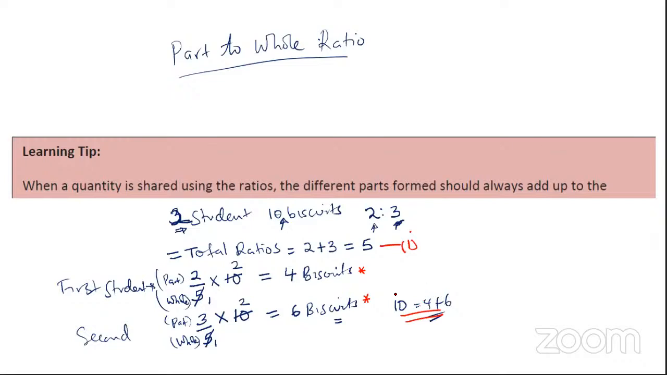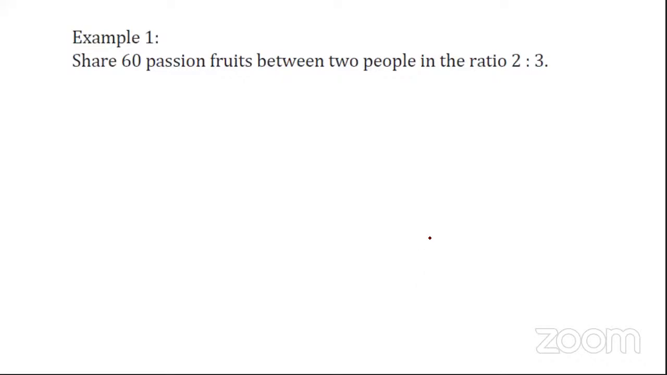Let's work out an example. Here we are. We've been told to share 60 passion fruits between two people in the ratio 2 to 3. Like mom has said, here are the 60 passion fruits. Make sure you share these passion fruits in a ratio 2 to 3. Now you need to first calculate what each person is going to get. We are now sharing. I told you ratios are about comparing values.